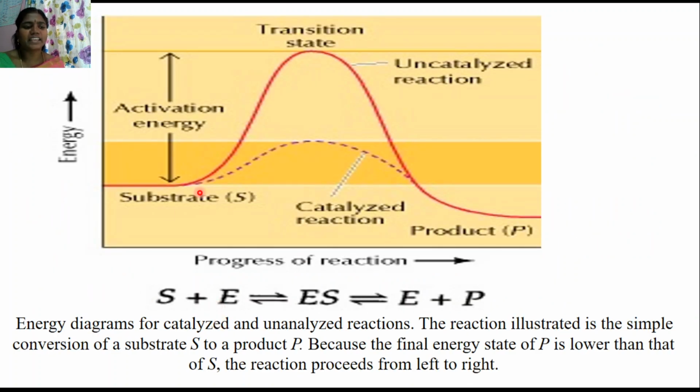This slide explains the energy diagram for a catalyzed reaction and an uncatalyzed reaction. The reaction illustrated is a simple conversion of substrate into product. Because the final energy state of P is lower than that of the substrate, the reaction proceeds from left to right, and the activation energy is very low for the catalyzed reaction and it is higher for the uncatalyzed reaction.